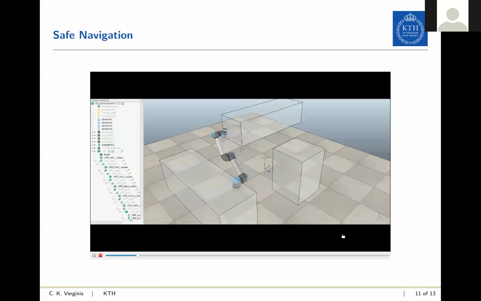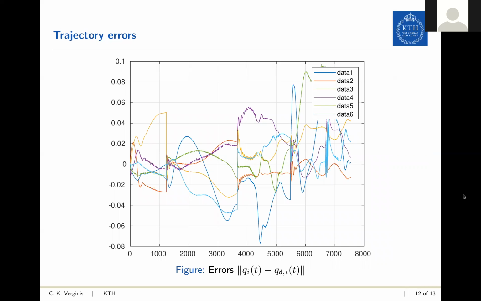And this is a video of the manipulator actually navigating up to the 4 points safely in the VREP environment. And this is a plot of the trajectory errors. These are the signals of the state minus the desired reference trajectory, so q minus q_d. And since we have 6 joints, we have 6 signals here.